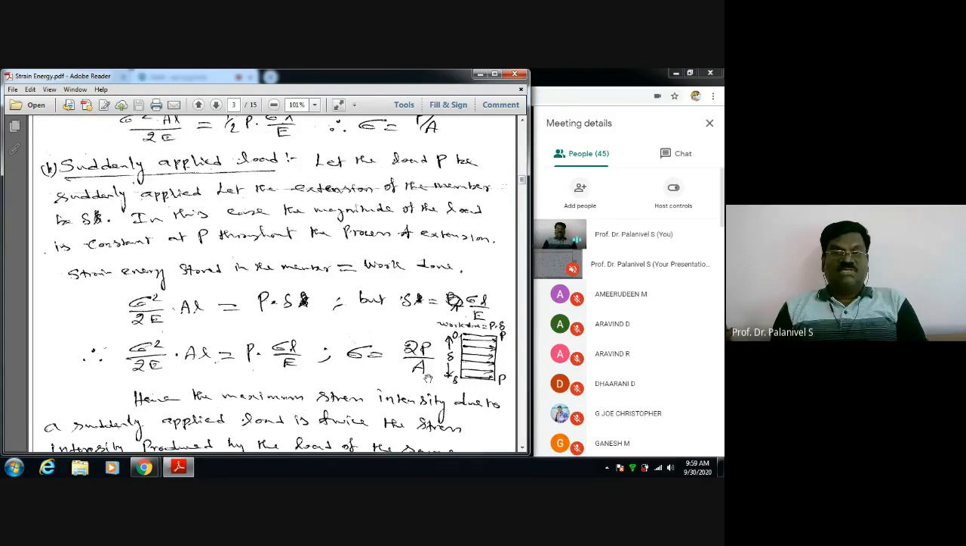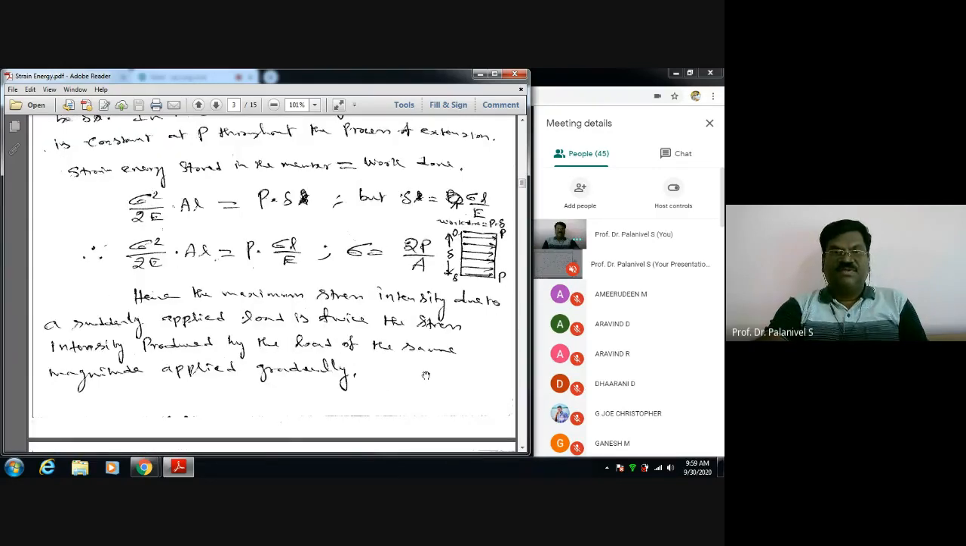When the same load is applied gradually, whatever stress is induced in the bar, twice that stress will be the case if the load is applied suddenly. That is, sigma equal to 2P by A. Hence, the maximum stress intensity due to suddenly applied load is twice the stress intensity produced by the load of the same magnitude applied gradually.